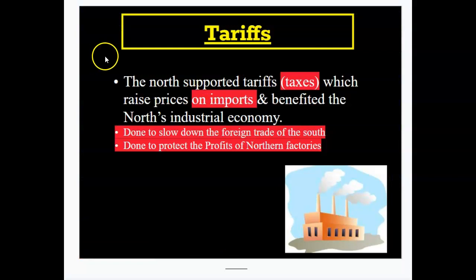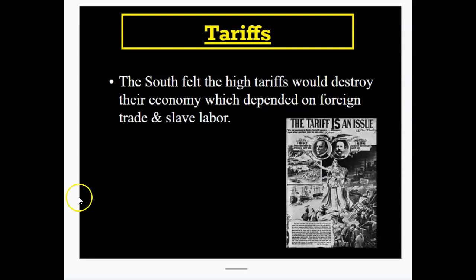And then tariffs. Let's talk about tariffs. Tariffs are just taxes. They're taxes to raise prices on imports. The point of raising the price on the import is to make you want to buy domestic or American made. The whole idea there is to slow down the foreign trade of the South, and it's done to protect the profits of the North. So yes, the tariff is an example of sectionalism, the North acting sectionally. It is something that makes the South really angry. The South felt that the high tariffs would destroy their economy, that sort of thing. All right, tariffs.